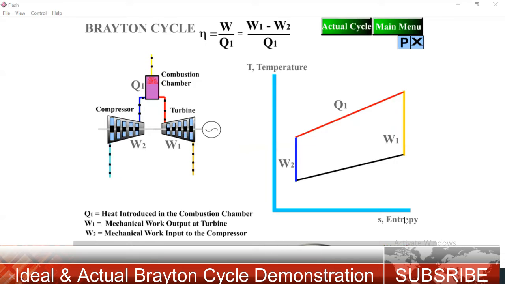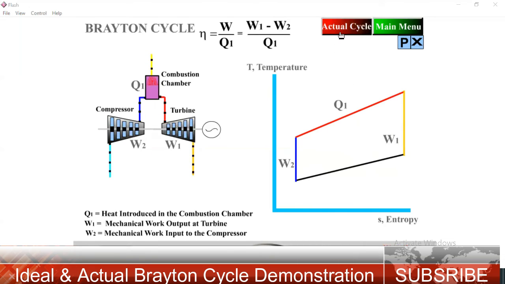In the T-S diagram, there are two isentropic processes and two constant pressure processes. So the points run 1 to 2, 2 to 3, 3 to 4, 4 to 5. In an ideal Brayton cycle, entropy at points 1 and 2 is constant and entropy at points 3 and 4 is constant. So it means that there are no losses and no irreversibilities.